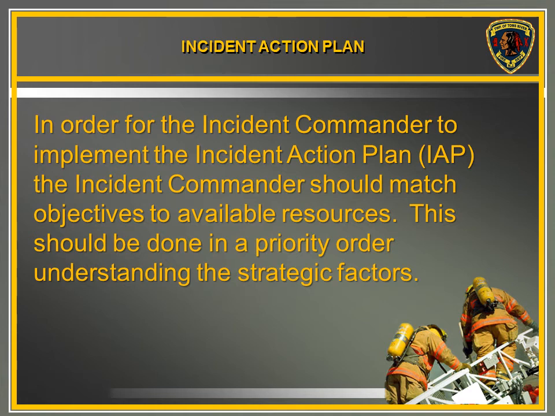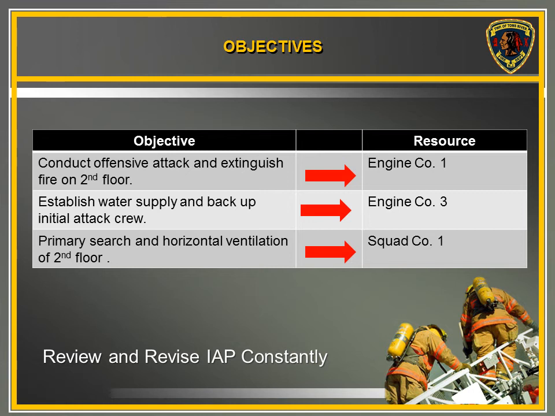In order for the incident commander to implement the incident action plan, the incident commander should match the objectives to available resources. This should be done in a priority order, understanding the strategic. Here's an example of an incident action plan based on a structural fire. So the incident commander is going to develop objectives. And in this case, his first objective, his first priority is conduct an offensive attack and extinguish the fire on the second floor. His resource is Engine Company 1, so he's going to assign that objective to Engine Company 1.